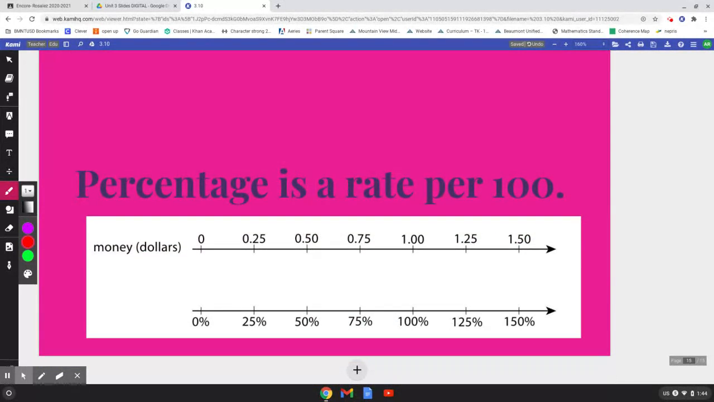Remember that a percentage is a rate per 100. This would probably be something good to memorize. I added it on there on purpose for you guys. Remember that 25% is 25 cents, 100% is $1, 150% is $1.50. Those are just going to help you as we continue out of the unit. So you'll join the meet and we'll start our practice.